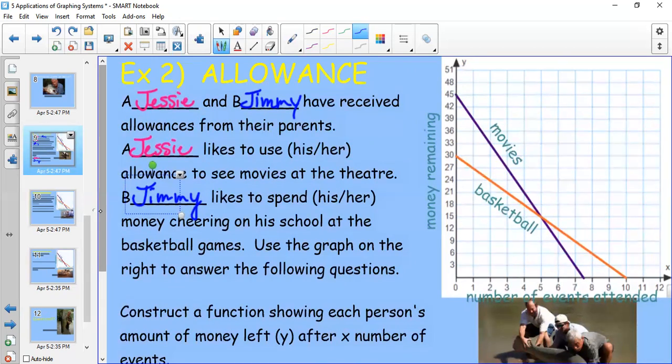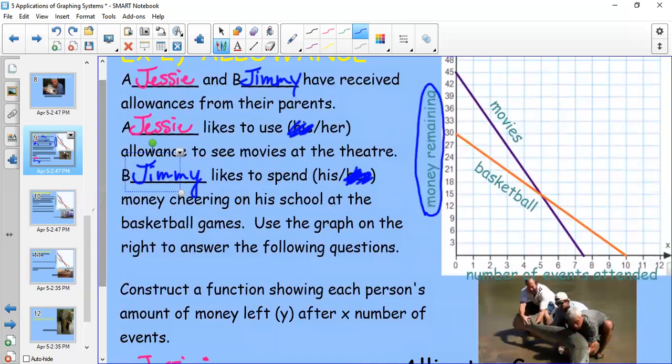So it says Jesse and Jimmy have received allowances from their parents. Jesse likes to use her allowance to see movies at the theater. Jimmy likes to spend his money cheering on his school at the basketball games. Use the graph on the right to answer the following questions. It says to construct a function showing each person's amount of money left. Notice that's y, and our y is already labeled over here. After X amount of events. So notice that's also already labeled over here, number of events. Okay, so that's good that we already have our labels.